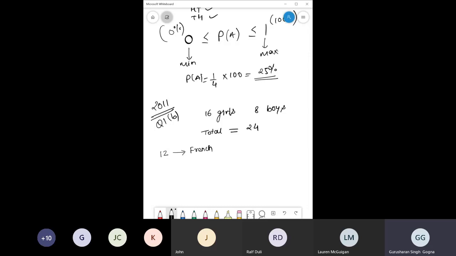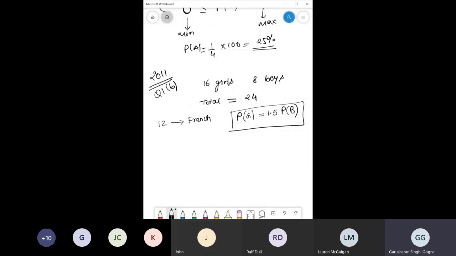So first write down whatever is given in the question. The probability that a randomly selected girl studies French is 1.5 times the probability that a randomly selected boy studies French. Okay. So this is given. How many of the boys in the class study French? So you need to find out basically how many boys study French and how many girls study French as well.